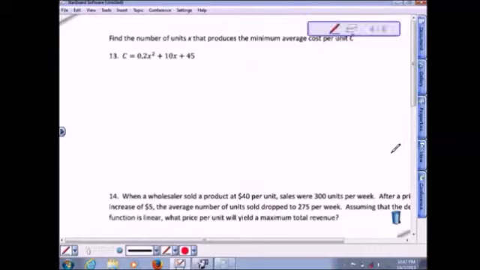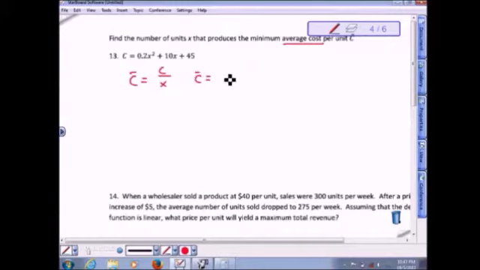Okay, question 13. Find the number of units x that produces the minimum. So right here, this means we're going to be optimizing using a derivative somewhere, using the first derivative test. But what we're minimizing is the average cost. We've been given a cost function. The average cost, c bar, is equal to c over x.